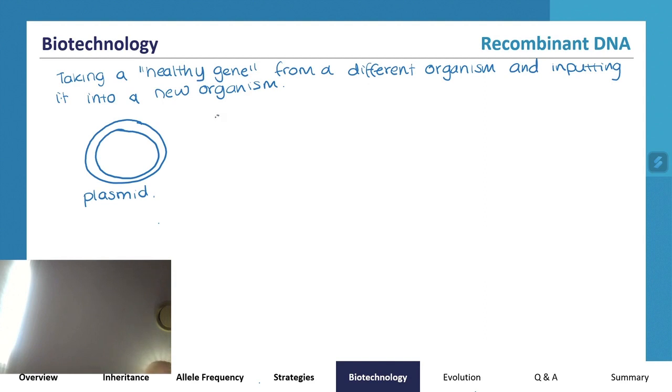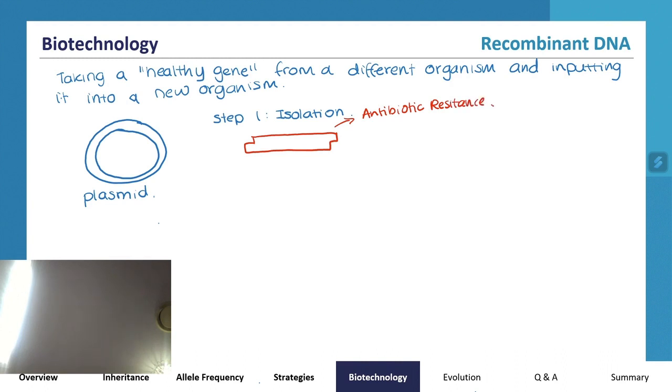So our first step is isolation. And that is where you have something called a target piece of DNA. This is the genetic code for the actual gene that you want to insert. So this could be, I don't know, an antibiotic resistant gene. It could be a heat resistant gene or something like that.